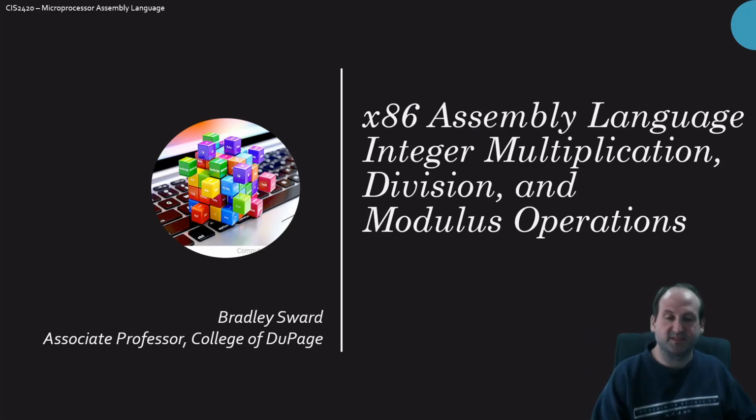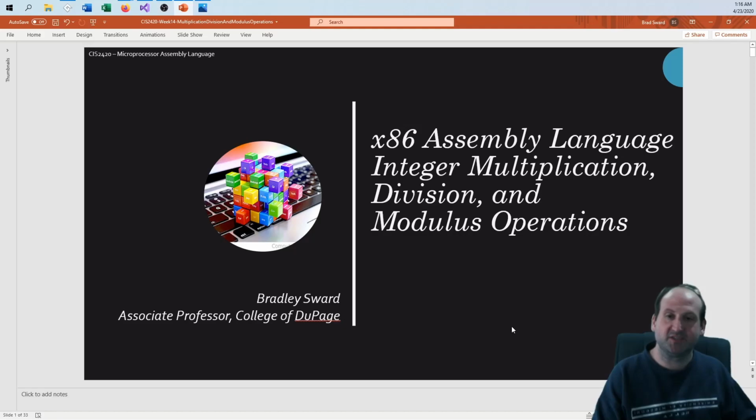I'm using the Irvine textbook. The 7th chapter is where I'm getting this information. Basically, that information is being covered here when it comes to the mul, imul, div, and idiv operations.